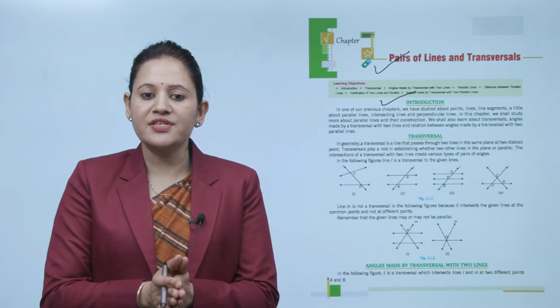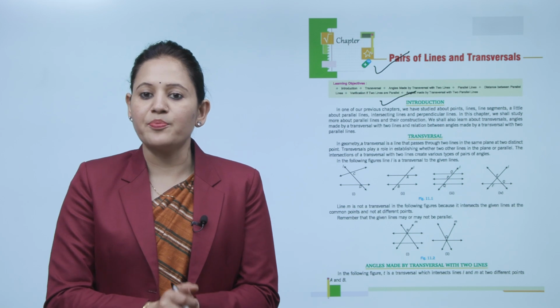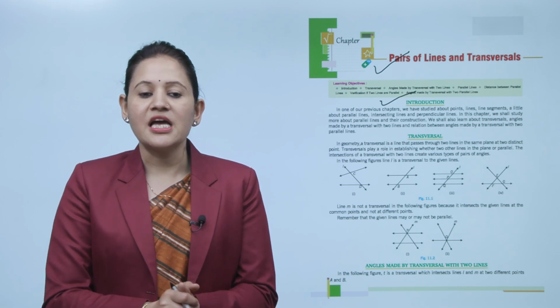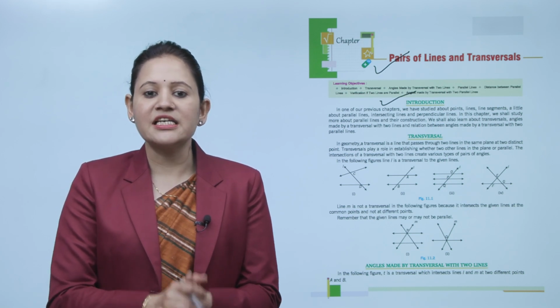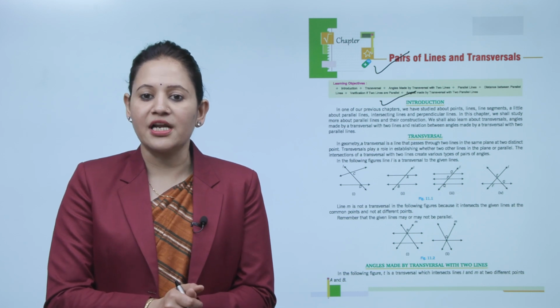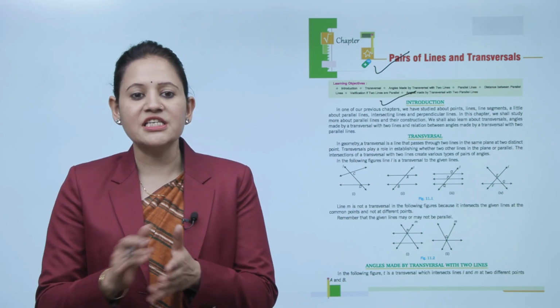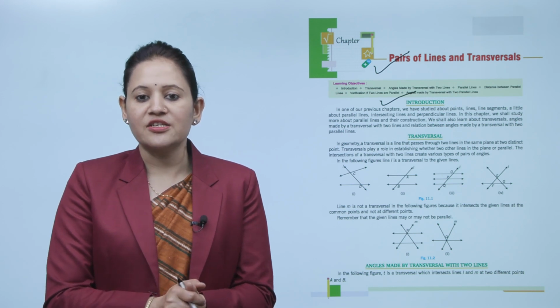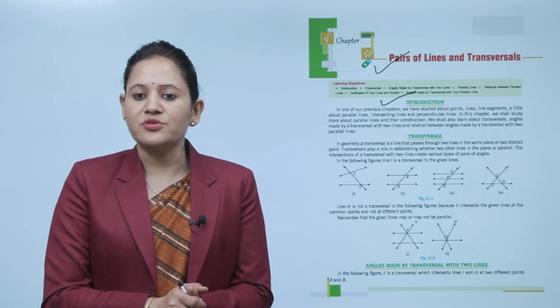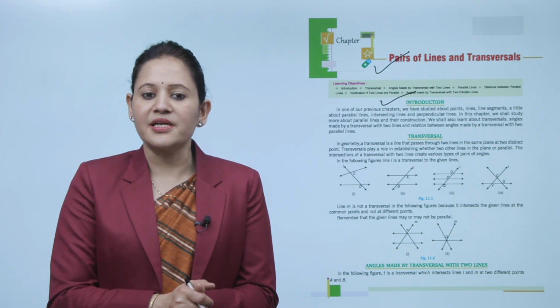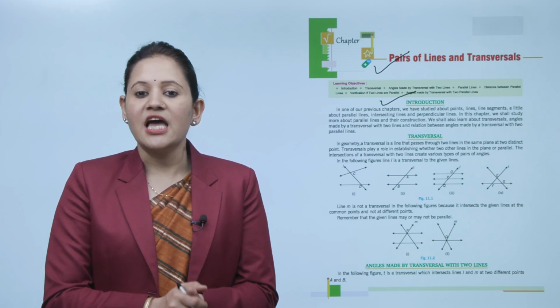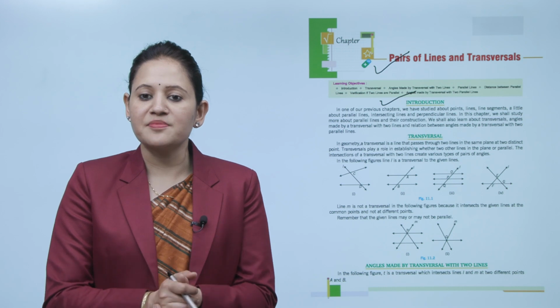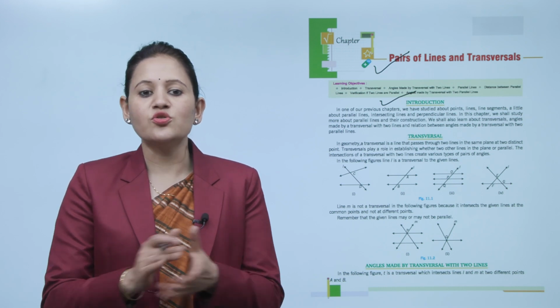In one of our previous chapters, we have studied about the points, lines, line segment, and a little about parallel lines, intersecting lines, and the perpendicular lines. In this chapter, we shall study more about parallel lines and their construction. We shall also learn about transversal, angles made by the transversal with two lines, and the relation between the angles made by the transversal with two parallel lines.